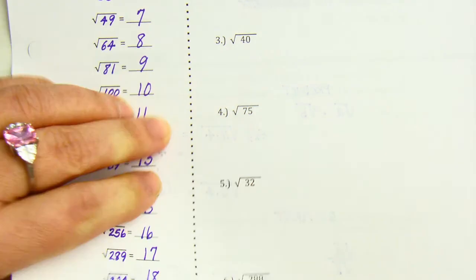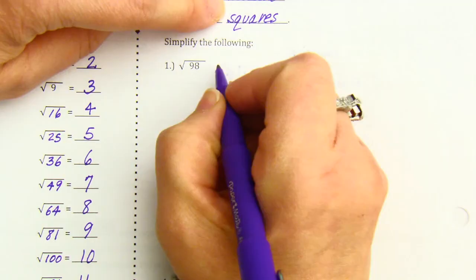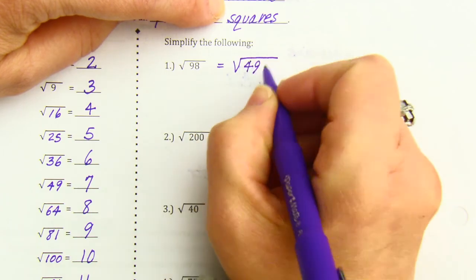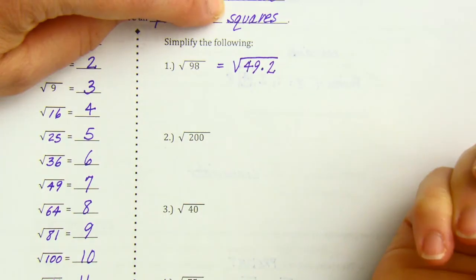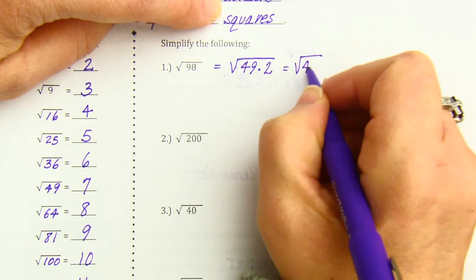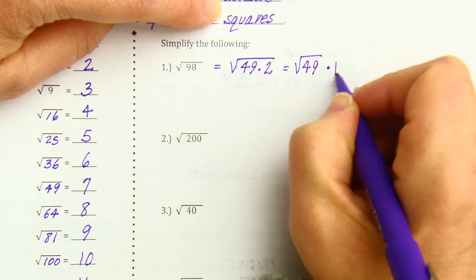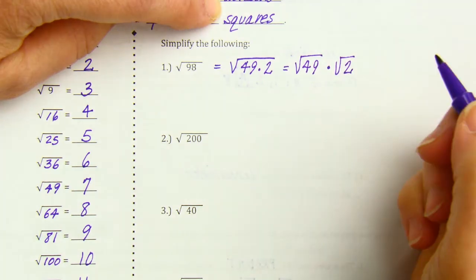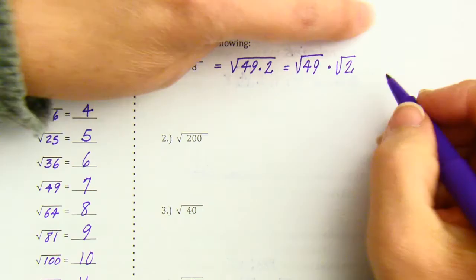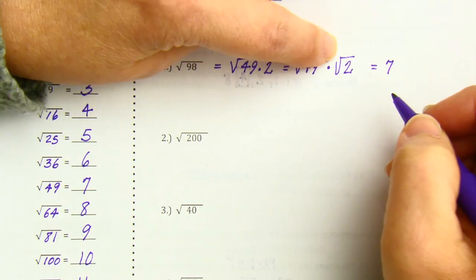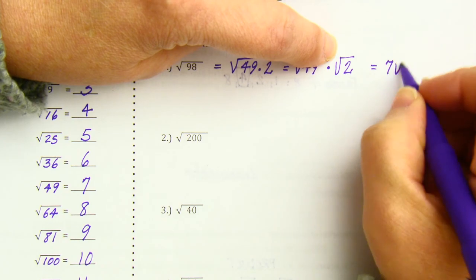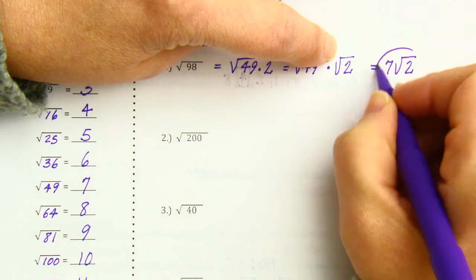And so the square root of 98 can be rewritten as the square root of 49, the square, times 2. I'm going to use the product rule that says square root of 49 times 2 is the same as the square root of 49 times the square root of 2. Simplifying, the square root of 49 equals 7. The square root of 2 is an irrational number, and it's not a perfect square. That radicand is not a square, so I simply say this now equals 7 times the square root of 2.